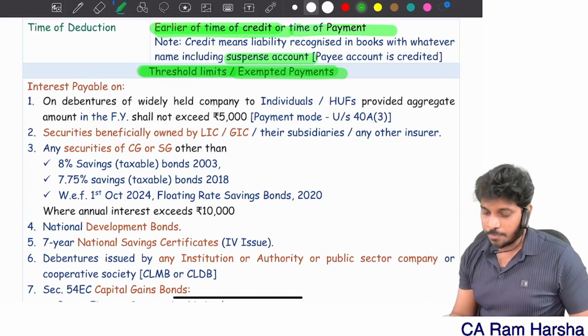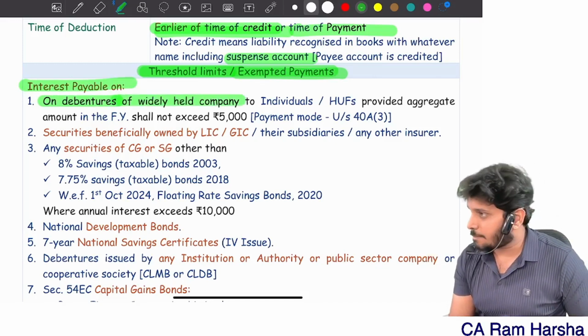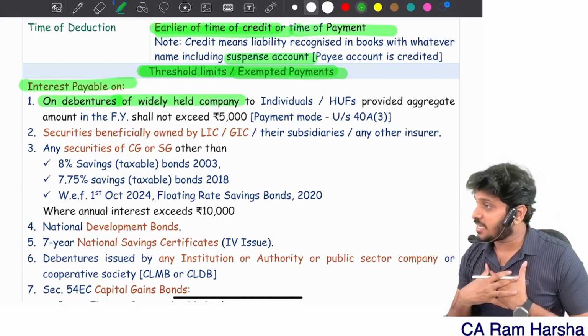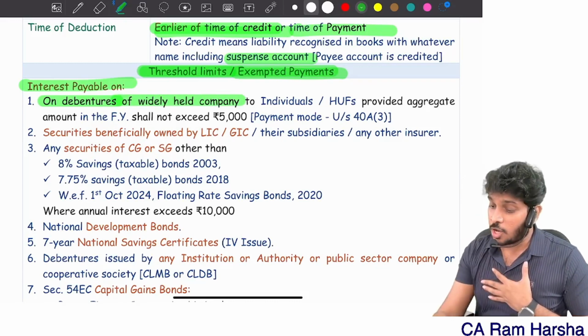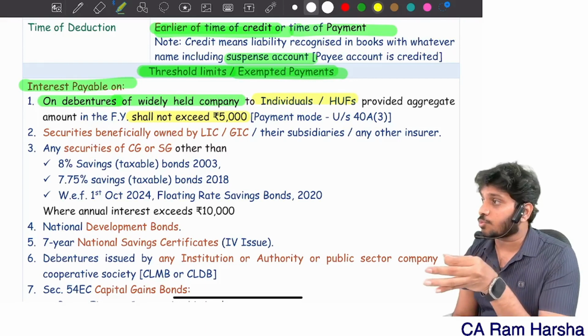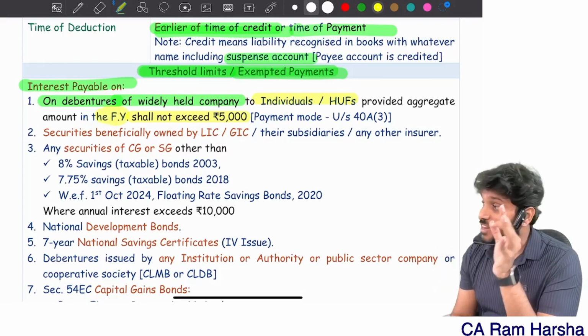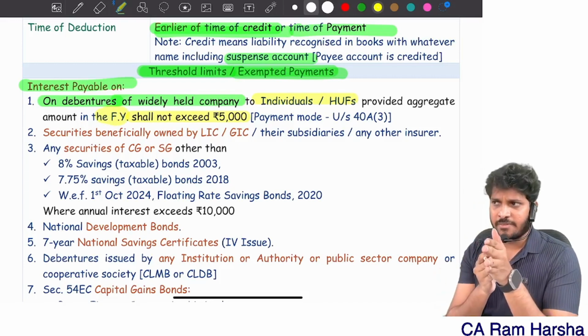That's it. Now, interest payable on debentures by a widely held company. If a widely held company is paying interest on debentures to individuals and HUF, then the threshold limit is 5,000 rupees. Up to 5,000 rupees per annum, in a financial year. What does a widely held company mean?